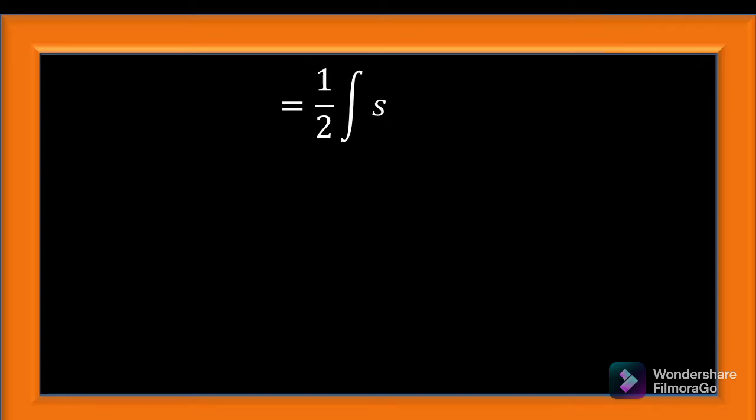So it means we shall have a half integral of sine u with respect to u. Now that we have sine u with respect to u, it is not different from having sine x with respect to x. But we know that the integral of sine x with respect to x is negative cos x. If that is true, then even in this case, the integral of sine u with respect to u is going to be negative cos of u.